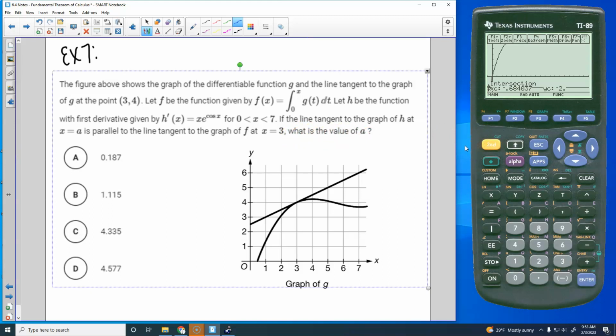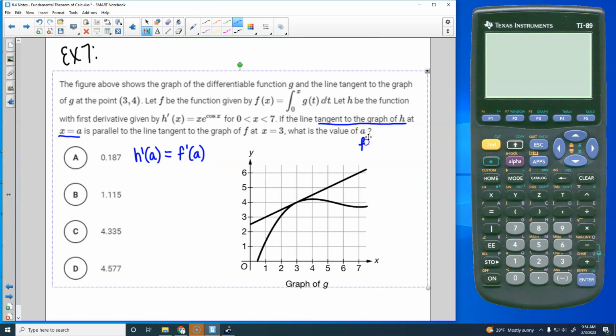Okay, now reading and figuring out all the pieces here is the hardest part. So, line tangent to the graph of h, what's that? At x equals a. What is the line tangent to the graph of h? H prime. Okay? It is parallel to the line tangent to the graph of f. So h prime of a, which is my slope of my tangent line of h, has to equal f prime of a. But what is f prime of a?